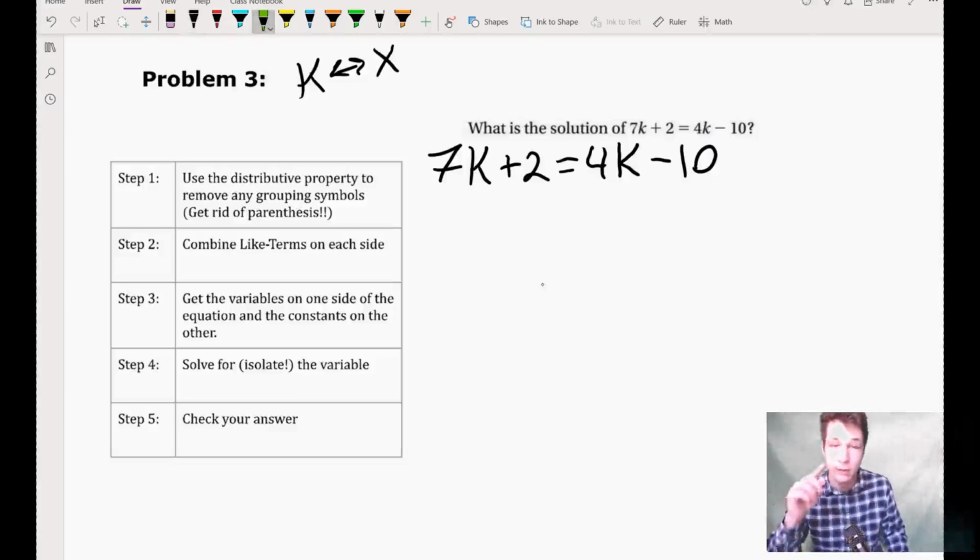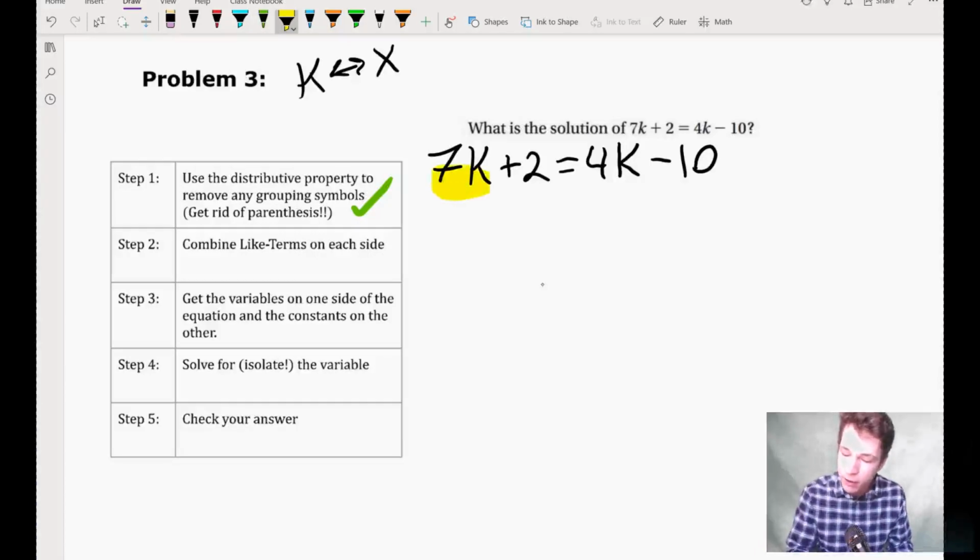We still want to isolate that variable. Let's do it step by step this time. I'm not going to skip any. Use the distributive property to get rid of any parentheses. I don't see any parentheses, so step 1 is done. Step 2, combine like terms on each side. This looks just like the last problem. Here I have a 7k, which is not a like term with this positive 2.